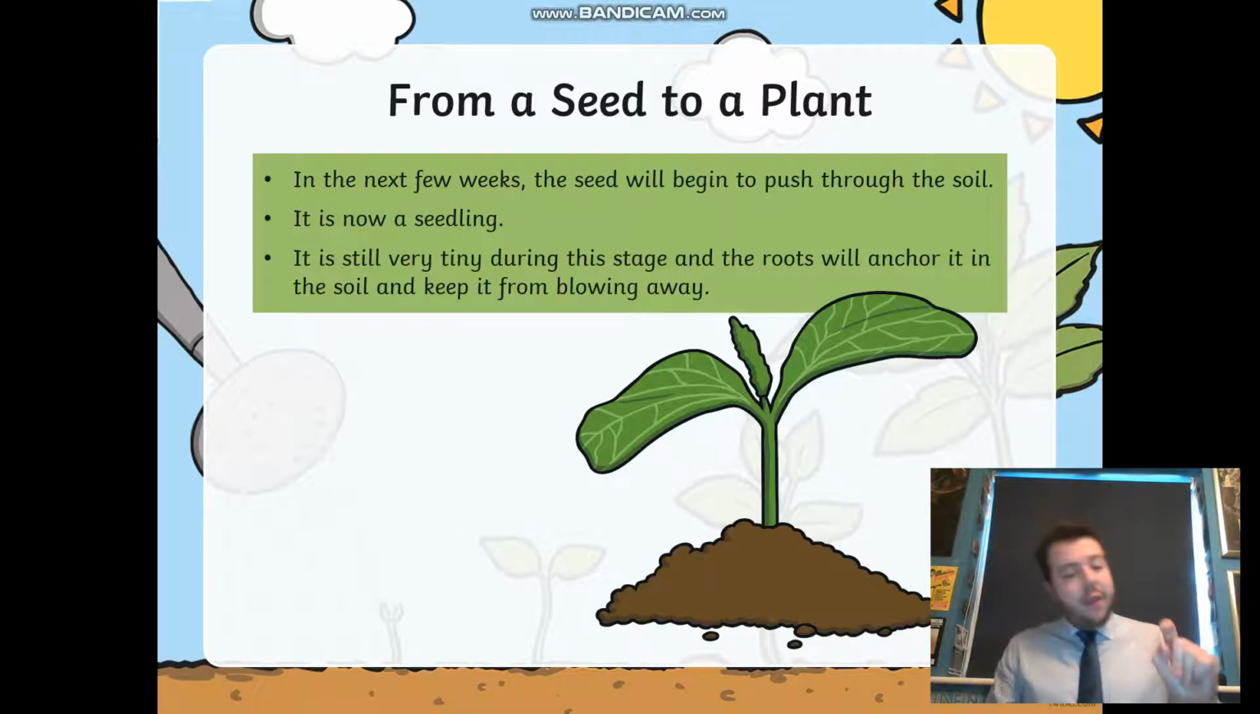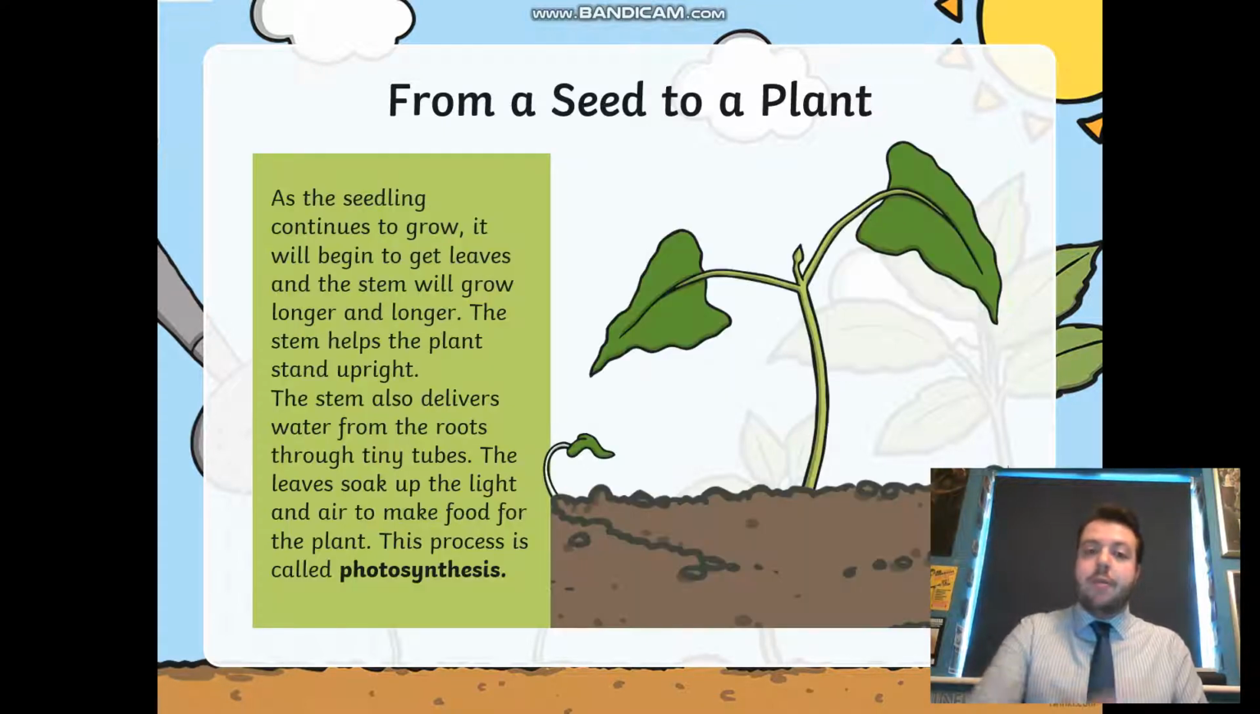So if you think about it, that seedling's going to be incredibly small. So it's really important that those roots are extended far enough in order for it to be stabilized within the soil, so it doesn't blow away and isn't affected by weather. Okay, so lots of things are happening at this stage in order for a seed to become a plant.